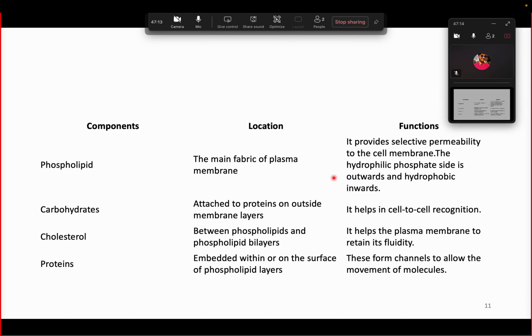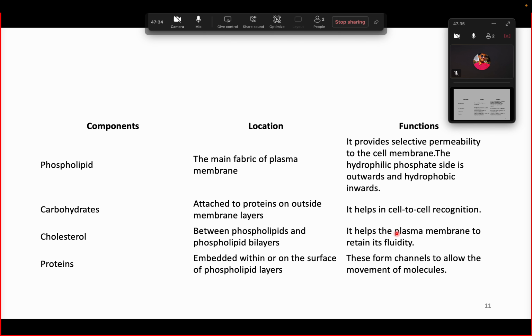Yeah, so the plasma membrane allows selective transportation of molecules. They will allow small polar molecules to pass through them, but they won't allow bigger molecules to pass through them, and for that we need proteins, right? And carbohydrates, they help in cell to cell recognition and also provide the marker to the cell, acting as a marker.